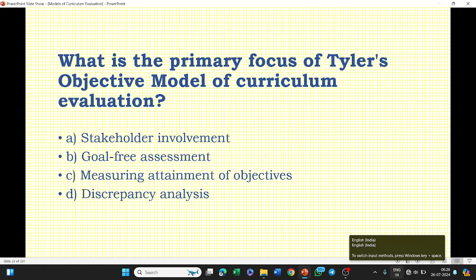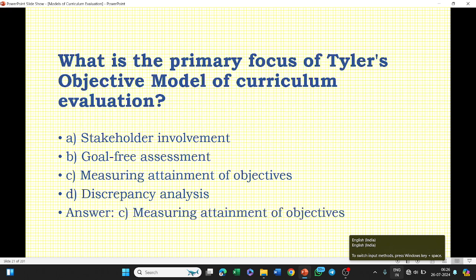What is the primary focus of Taylor's objective model of curriculum evaluation? Options: stakeholder involvement, goal-free assessment, measuring attainment of objectives, discrepancy analysis. Answer of this question is option C, that is measuring attainment of objectives.